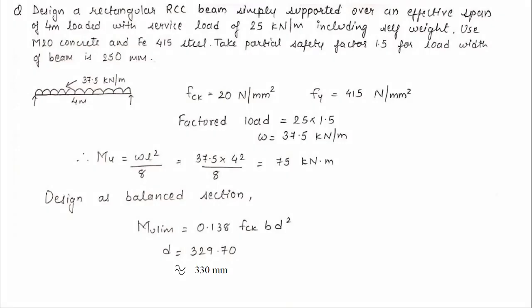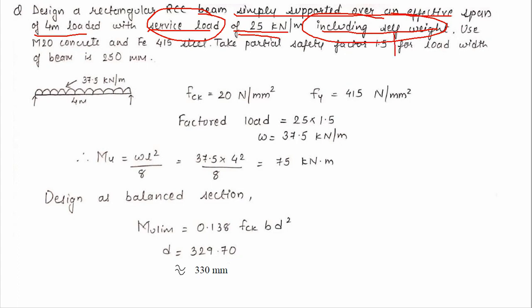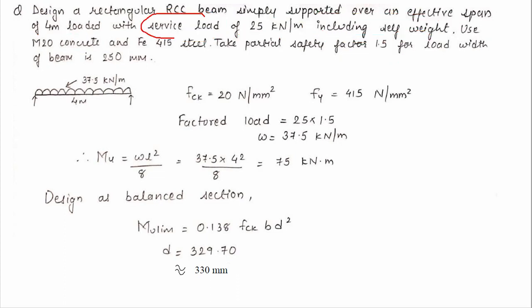Here it says: design a rectangular RCC beam simply supported over an effective span of 4 meters, loaded with a service load. Keep in mind, a service load is given, that means an actual load is given, and it is including self weight. If it is not mentioned as including self weight, that would have been only live load, and then we need to find self weight by the equation we already used, rho b d. But as it is given including self weight, the total load is the actual load. So the first step will be to factor this load, that means multiply it by 1.5.